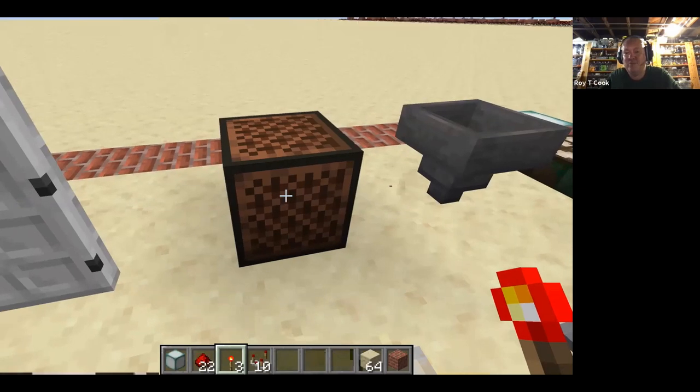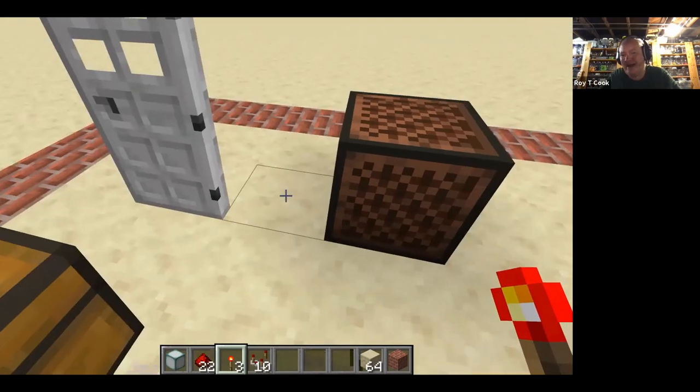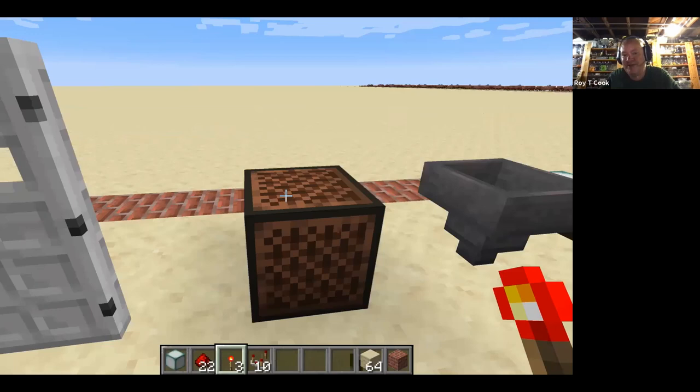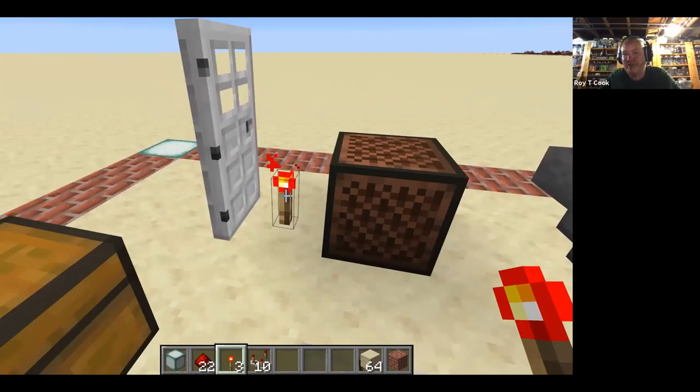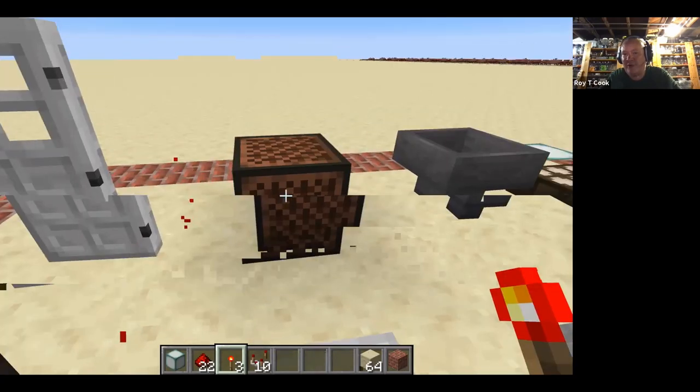This is a music box, which will play a note. I've got the music turned off, so you won't be able to hear it, but you'll be able to see the animation that goes with it. It'll play a note when it's activated, and you can actually set this to different notes.